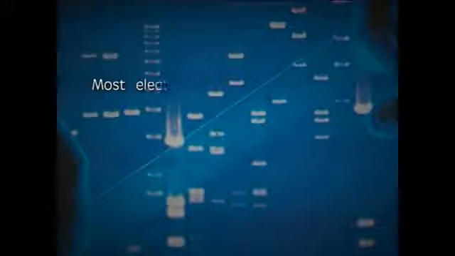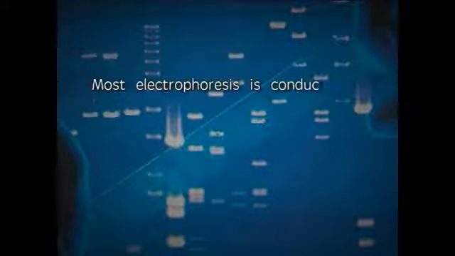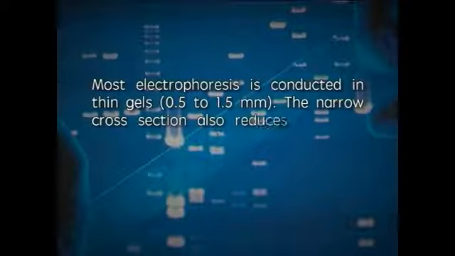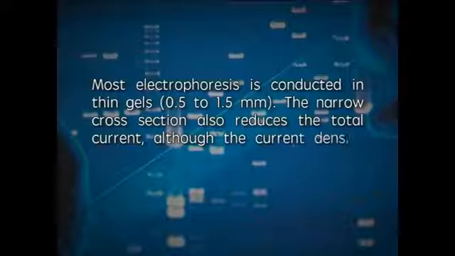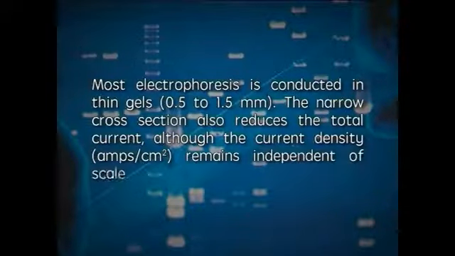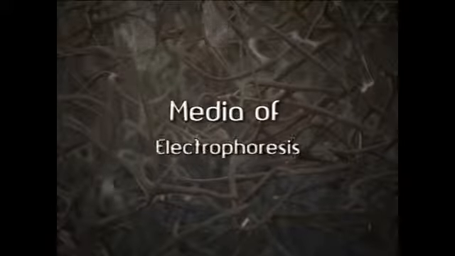Heat is dissipated from electrophoresis equipment by maximizing surface to volume ratio. Most electrophoresis is conducted in thin gels, that is between 0.5 to 1.5 mm. The narrow cross-section also reduces the total current, although the current density, which is ampere per centimeter squared, remains independent of scale. Next is media of electrophoresis.